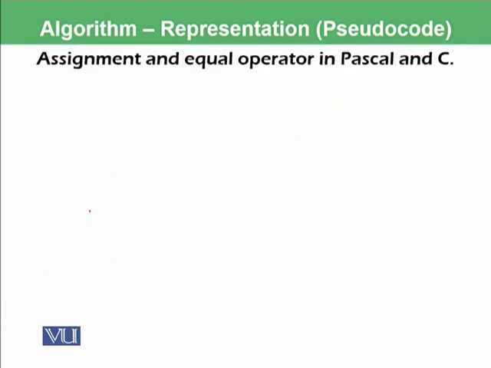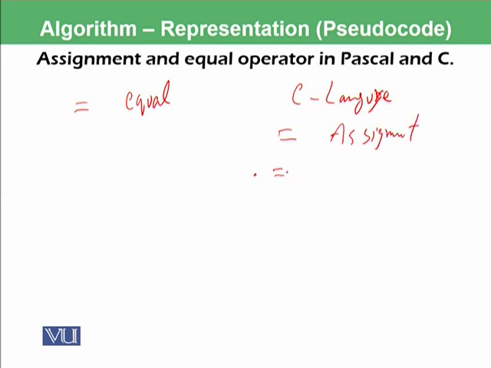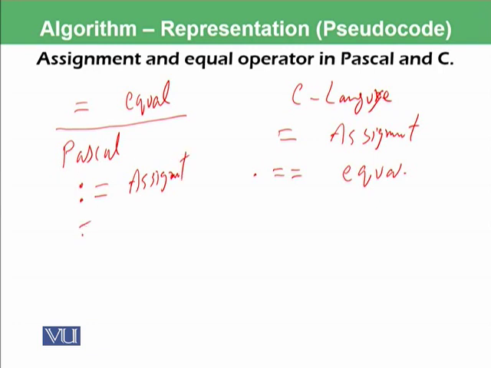So you should not confuse assignment and the equal operator. As we mentioned, in mathematics this is equal, and there are different languages which treat this differently. In the C language, this is assignment, and to represent equal, C uses double equal. However, there is another language known as Pascal, which has colon equal, and this is called assignment, and equal is actually equal like we have in mathematics.